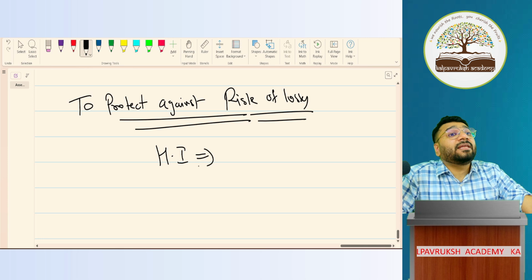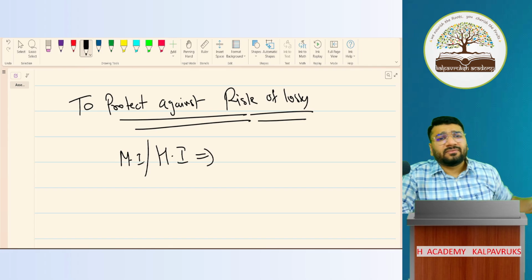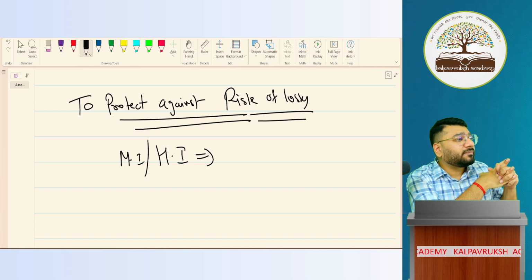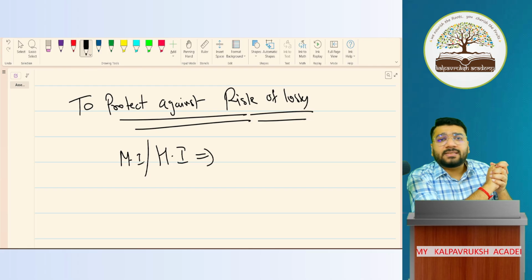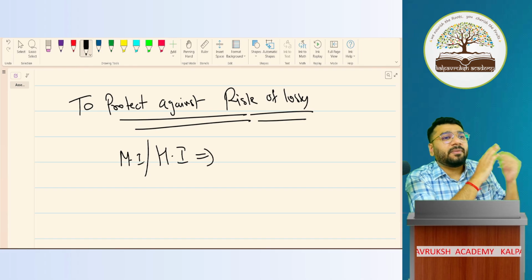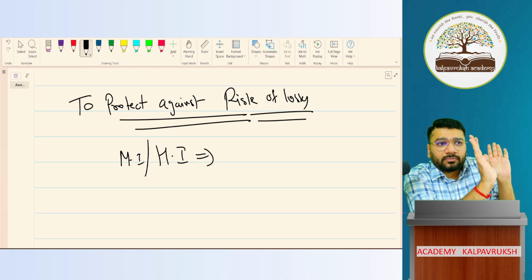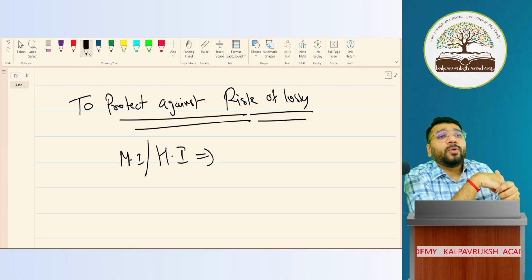Have you come across this? Health insurance or medical insurance. What is the risk of loss here? A man is, let's say, properly walking on the road. Some two-wheeler or four-wheeler comes and hits that person. He's walking properly on the pathway, he was not wrong. But the other side, the two-wheeler or four-wheeler came and banged this person. He met with a fracture.